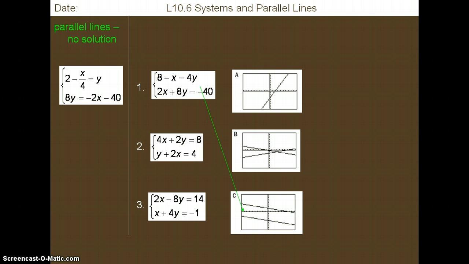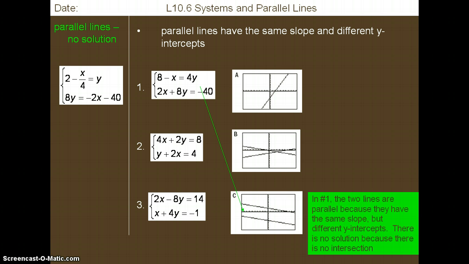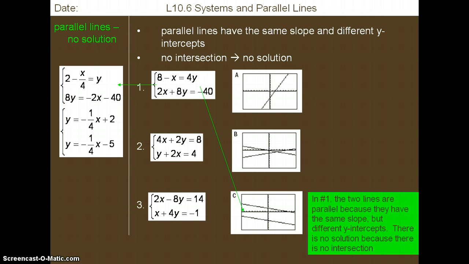Number 1 actually matches graph C. The system of equations could be rewritten in a y equals format. If we write this in a y equals format, we would come up with the two lines being parallel because they have the same slope but different y-intercepts. Different y-intercepts and the same slope. If we write them both in slope-intercept form right here, we can see that.